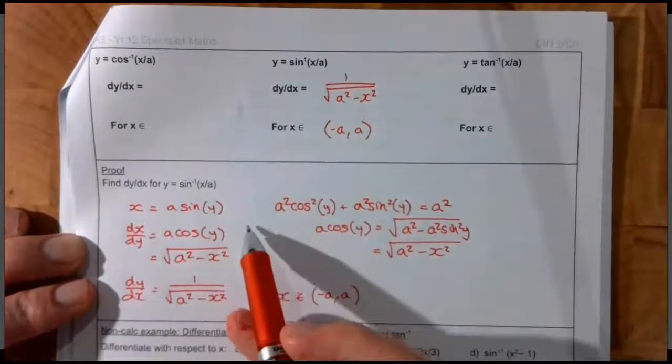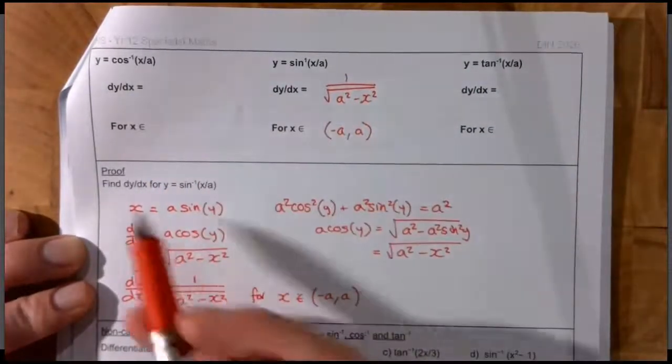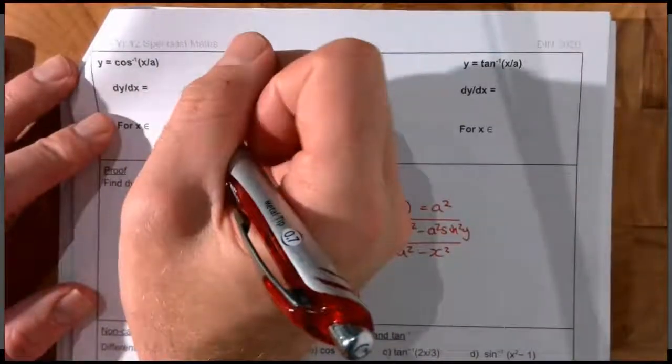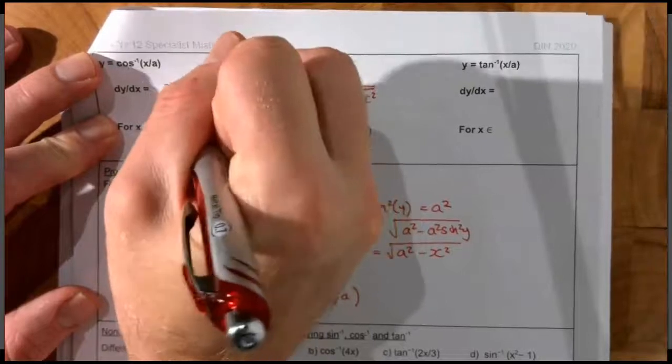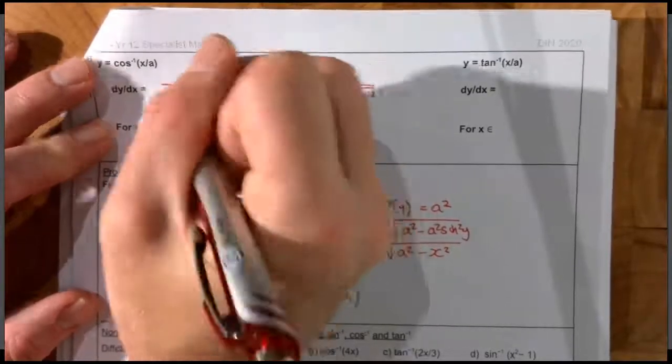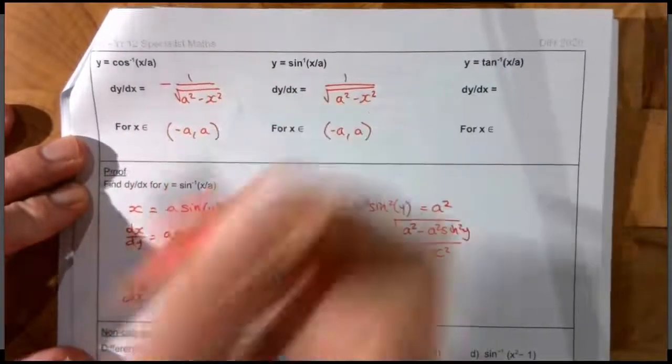Thinking through the logic for this, the only thing that would change the cos inverse is that minus sign, as we'd expect, given the previous examples. So we're looking at the same result, but with a minus sign here, and for the same domain.